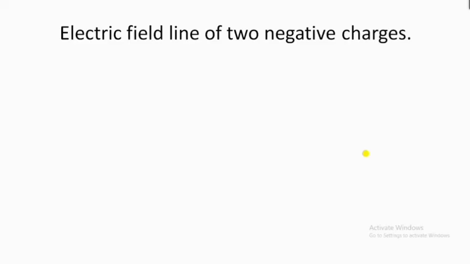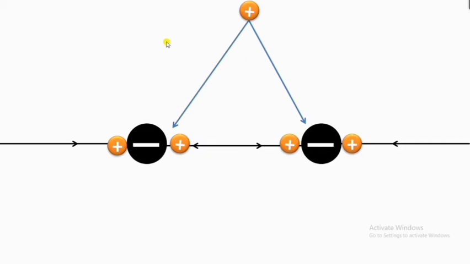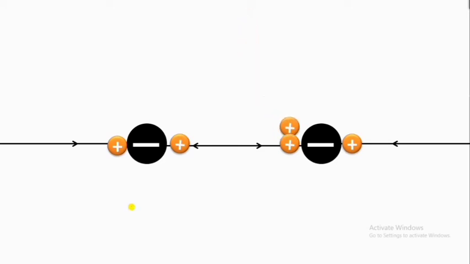Now electric field lines of two equal negative charges. If we leave the charges out here, they will come straight to the negative. Next, if we leave out here, they will also go straight to the negative charge. But if we leave one positive charge out here, it will get attracted by both the charges. This is nearer to this charge, so it will come to this point, but it will follow a curved path because of this. So this is the path.